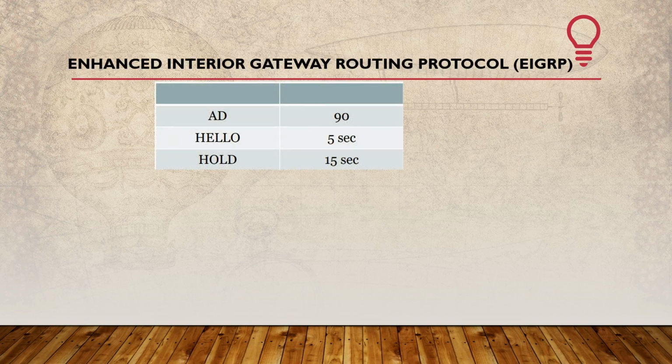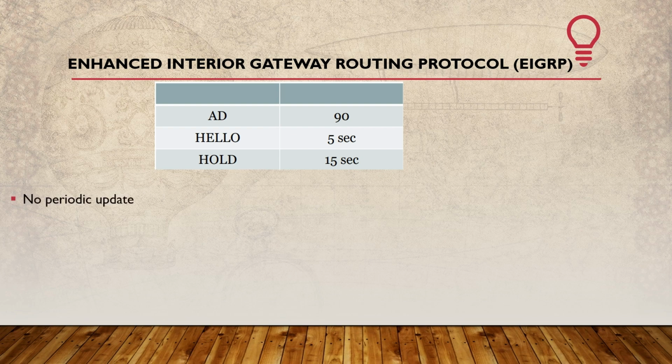The AD value of EIGRP is 90, whereas the static route AD value is 1 and RIP AD value is 120. But here we have an AD value of 90 for EIGRP. It sends a hello every 5 seconds, and the hold timer is 15 seconds. It will wait for 15 seconds, and if it's not getting any reply for the hello, it will drop the neighborship.